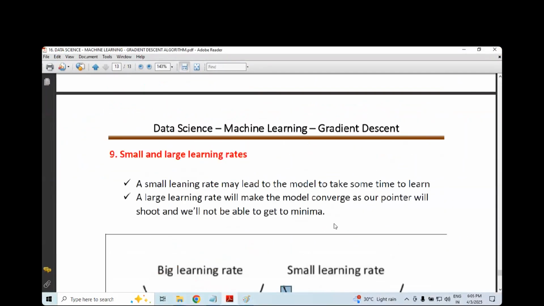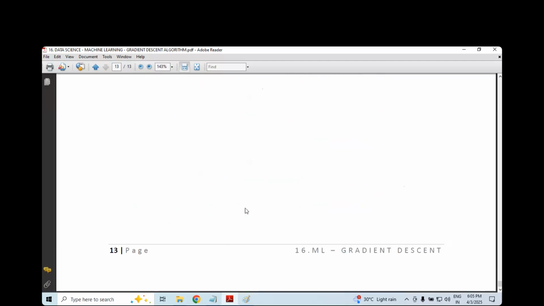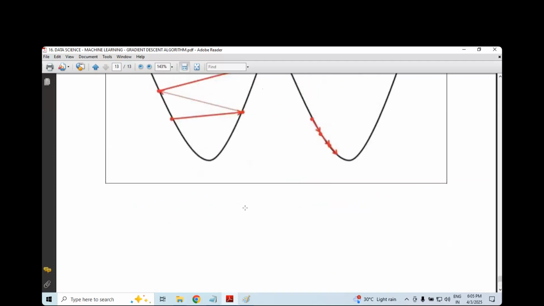A small learning rate may lead to the model taking a lot of time to learn. A large learning rate will make the model overshoot, and we will not be able to get the minimum error. We may miss the minimum error actually. I know there are some technical words we have to understand. Perfect. That's what it is when it comes to the gradient descent algorithm. I'm repeating again.